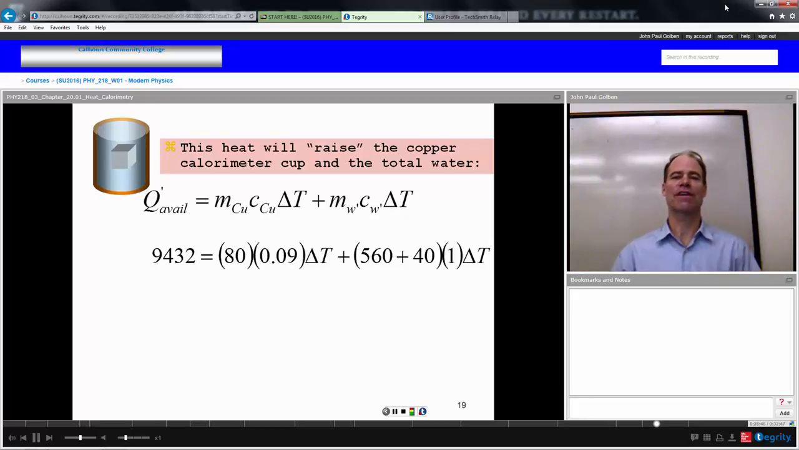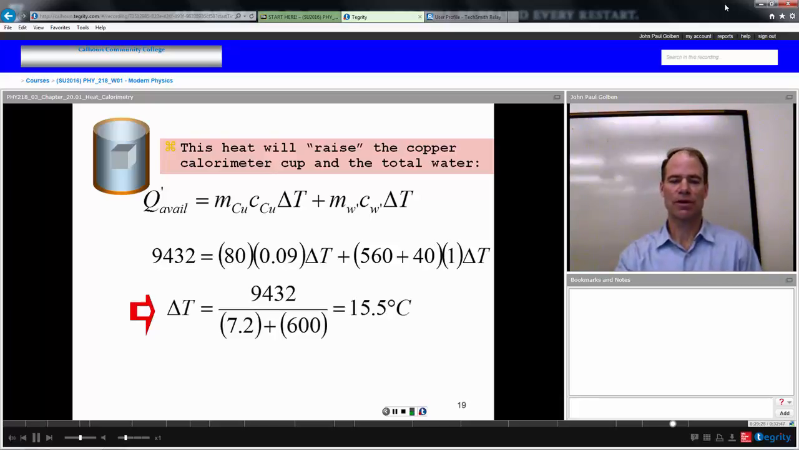Now we want to heat everything up from this point up to some final temperature. So we're going to heat up the calorimeter at 80 grams at the specific heat of 0.09 calories per gram per degree Celsius for copper. And that's going to go through a change in temperature to some final temperature minus 0. And do the same thing for all the water, the 560 grams plus the 40 grams that we now have. Specific heat of water is 1, and we're going to go through the same change in temperature to some final equilibrium temperature. So we're going to solve this for delta T.